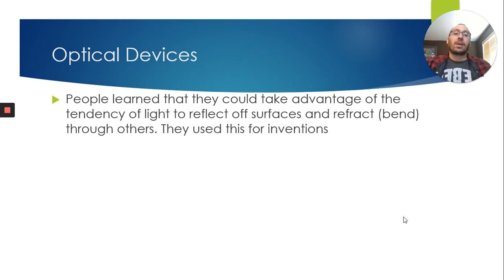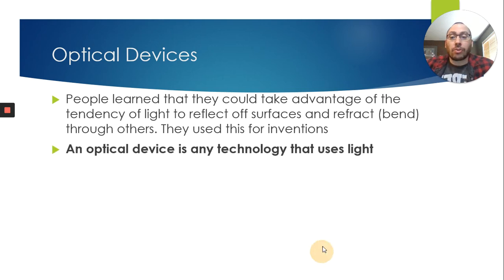At this point, I'd ask, what are optical devices? What are some examples of optical devices that we know of? And people put up their hand and say, microscopes. I say, great job. Or telescopes. Awesome. Or glasses. Okay, those are all correct, because an optical device is any technology that uses light.